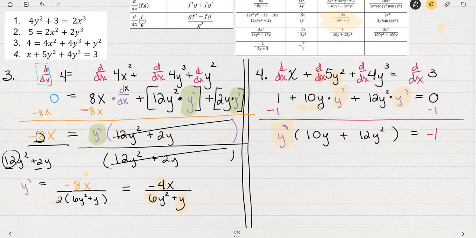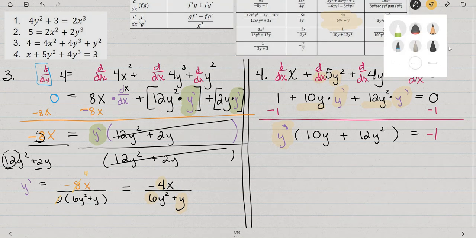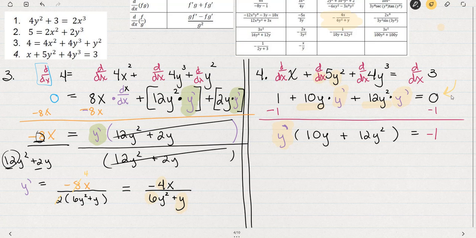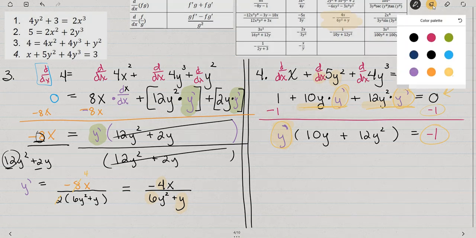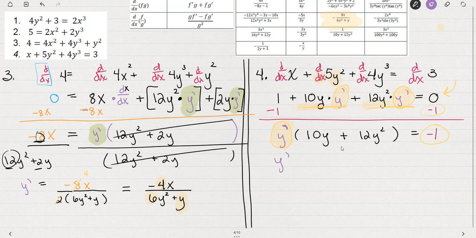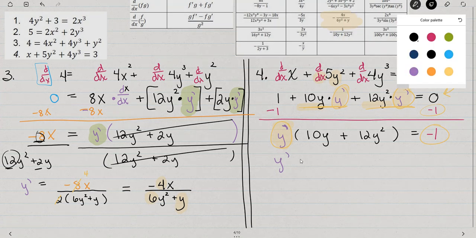plus 12y squared. And now, why did I do that all in one step? Let me go back here and just make sure that everyone knew what I was doing. I'm solving for this y prime. So I'm going to have to subtract 1 from both sides, and I'm going to have to divide out the y prime. So when I subtract 1 from both sides, that negative 1 comes over to the right side, and then I factor out a y prime and get 10y plus 12y squared. The last step is to divide both sides by 10y plus 12y squared.